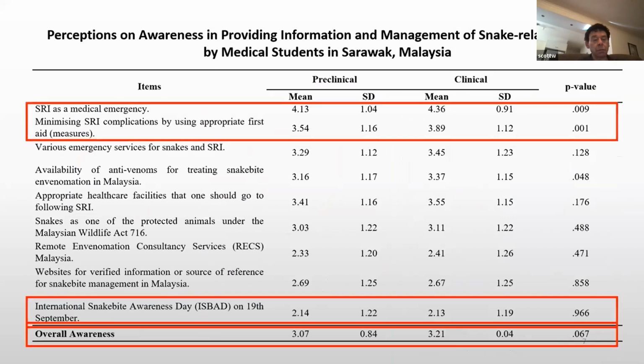As you can see, clinical students' perceptions on awareness are higher compared to preclinical students. For example, SRI as a medical emergency, minimizing SRI complications by using appropriate first aid, and the awareness on the existence of International Snake Bite Awareness Day.